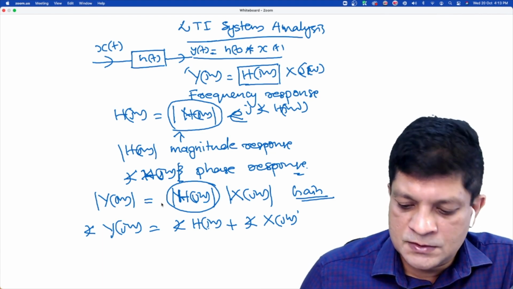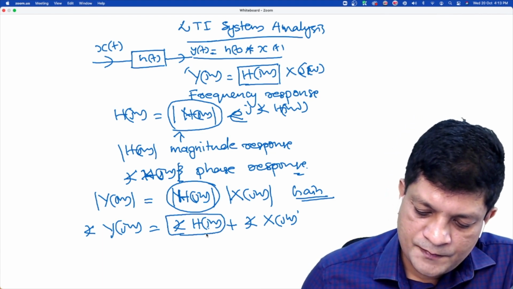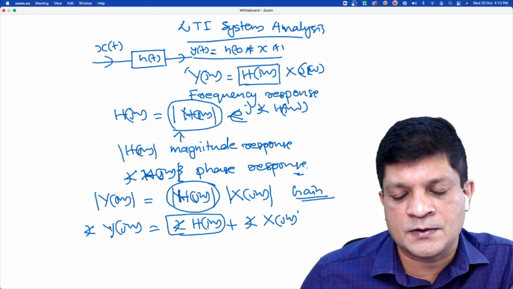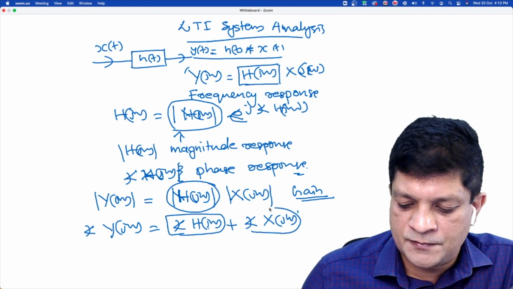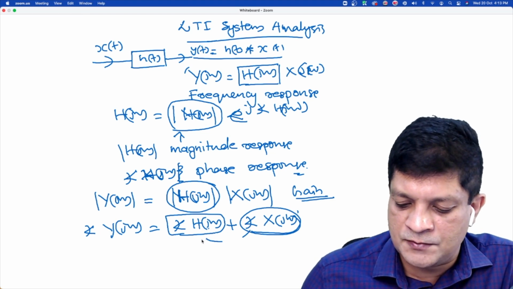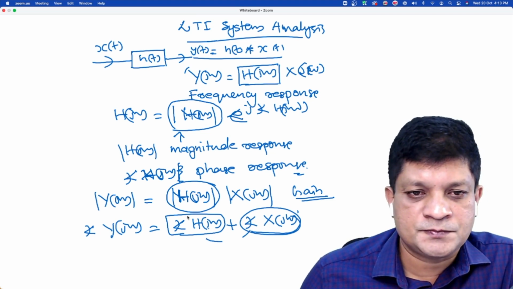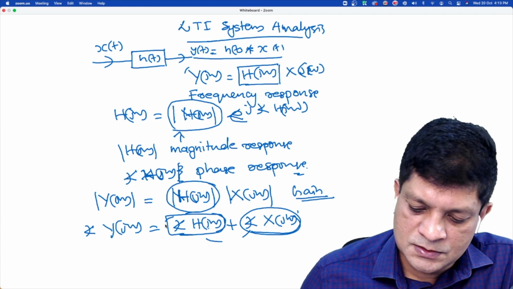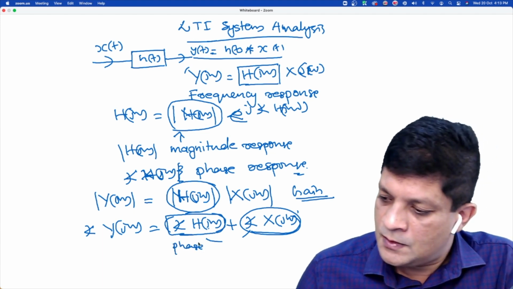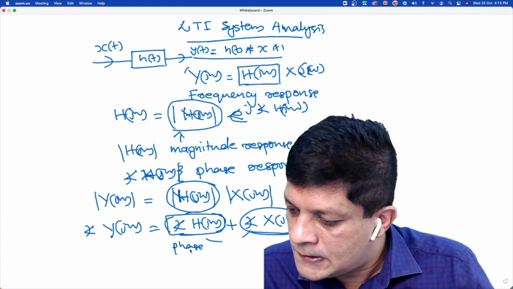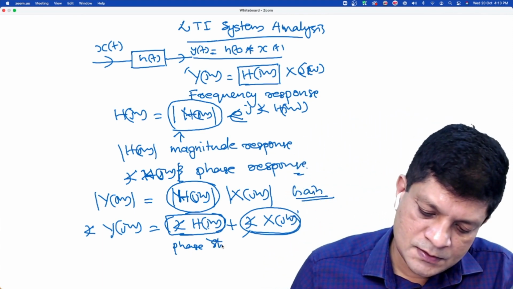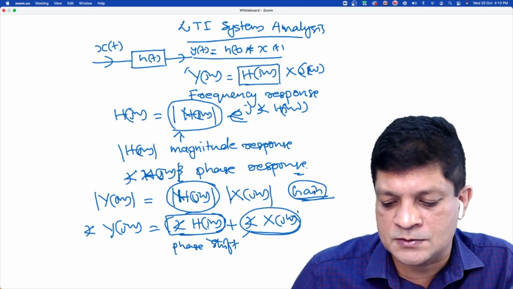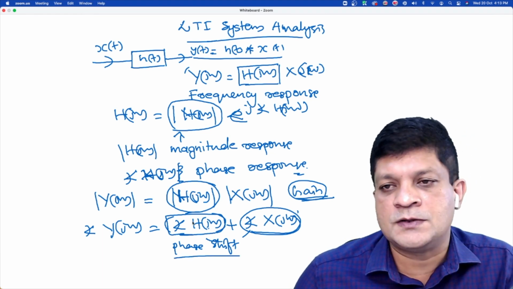So it is called the gain of the system. And what is the effect on the phase of the output signal? This is the phase of the input signal. Can we say that this is shifted by this much amount? So this is generally called the phase shift. This is the gain, magnitude of H of j omega. Sometimes it is called the gain of the system, and this is called the phase shift.